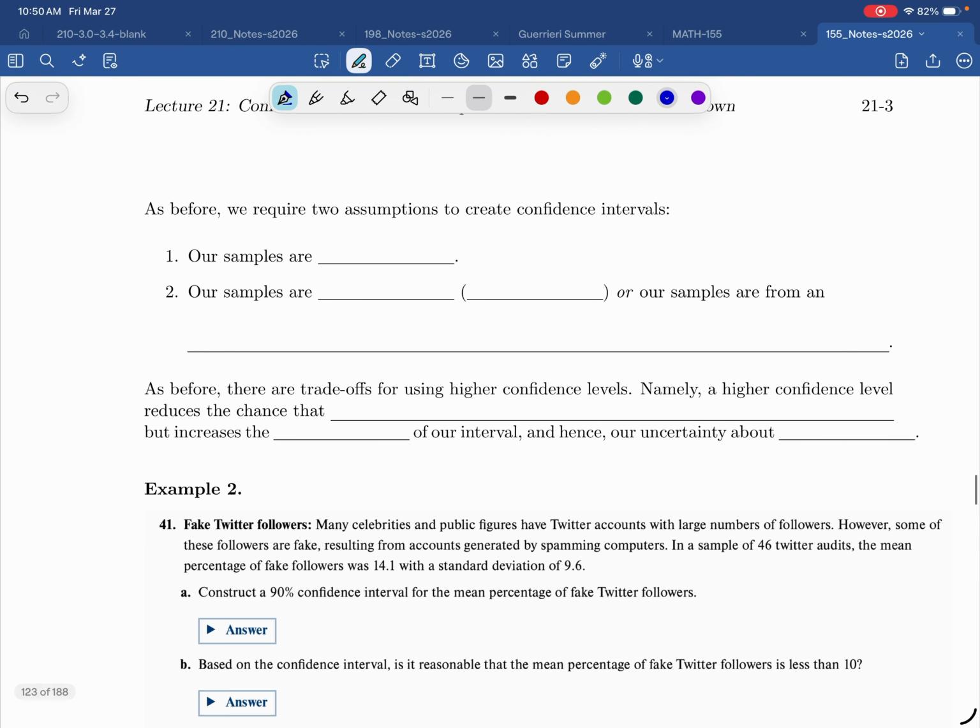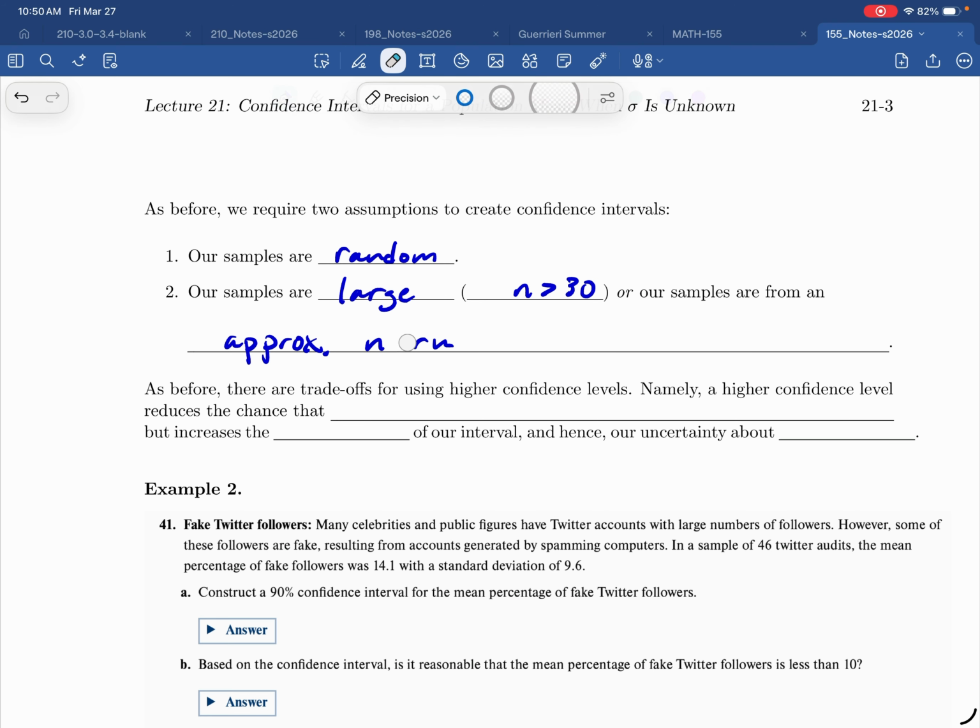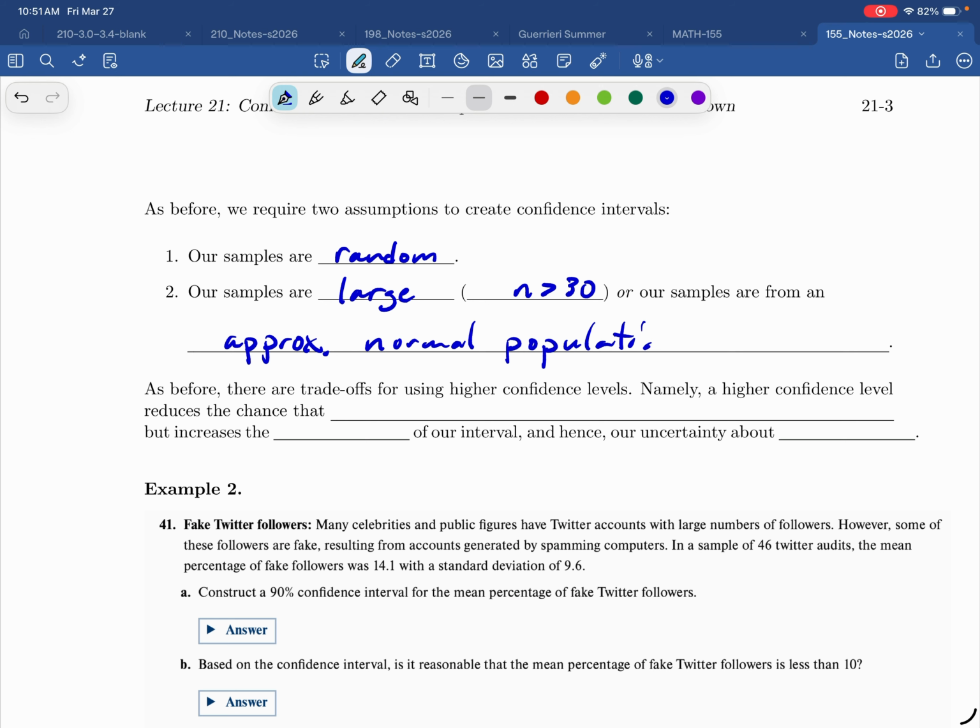All right. Now, I just want to make a couple of things clear, a couple of prerequisites. Number one, our samples always have to be random. Always. And, of course, our samples also have to be large, greater than 30, or from an approximately normal population. Then n can be any size.